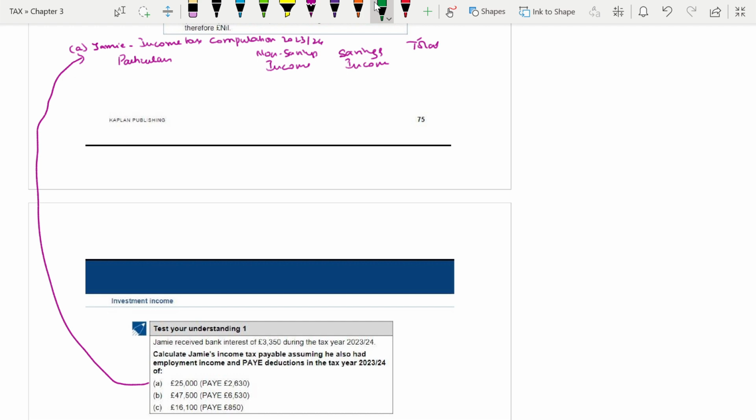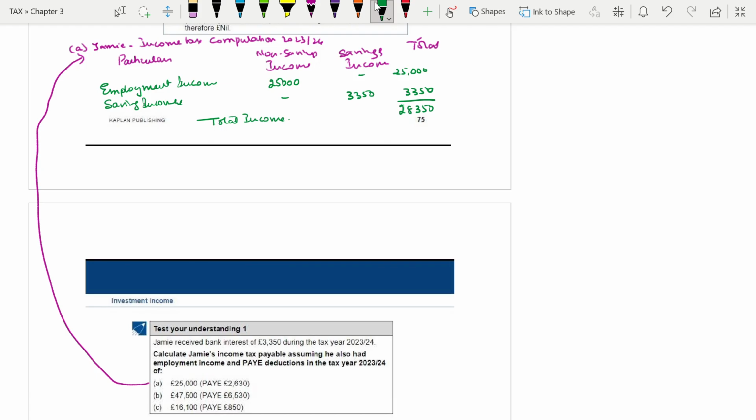How much is the employment income? They have made 25,000. The employment income is 25,000. And the savings income is 3,350. The total will be 28,350. This is nothing but the total income. Don't forget to write this total income.